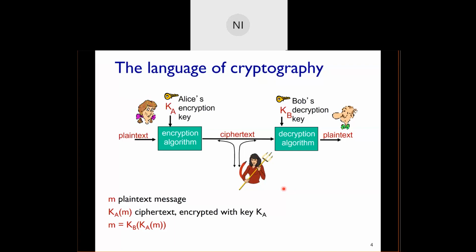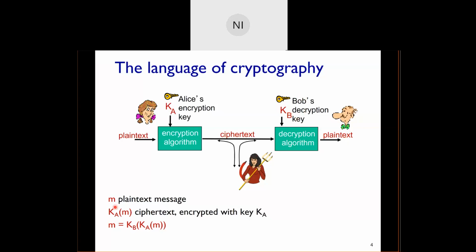Okay, let's come back to the language of cryptography. If you look at this illustration here, Alice has plain text, and using this encryption algorithm, by using the encryption key of Alice, that is called KA here, she is encrypting the message and generating the ciphertext. When the message is received by Bob, by applying the decryption algorithm using the decryption key that Bob has, let's call it KB, Bob is able to get back the plain text that was sent by Alice.